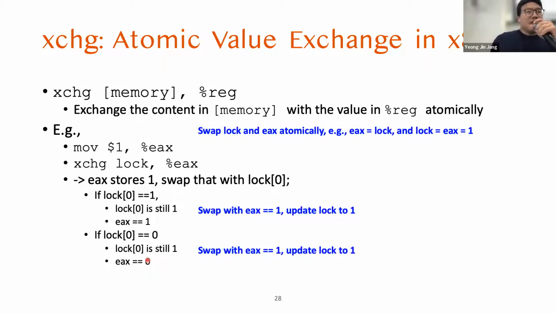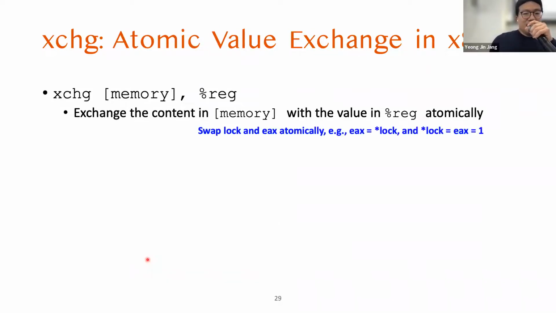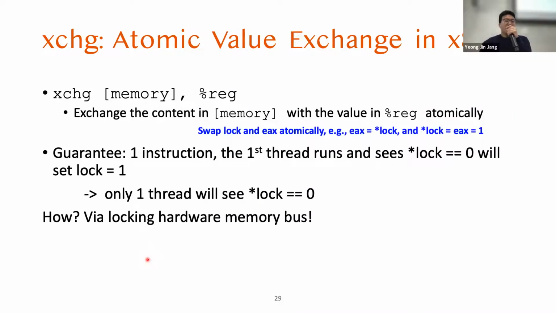So the rest of the things are explaining this instruction itself. What this instruction can guarantee is that, since this is a single instruction, if the first thread runs it, there is no way that some other CPU runs the same instruction at the same time. That's actually organized by the memory bus. So when the CPU issues an exchange instruction, it will physically, electronically lock the memory bus.